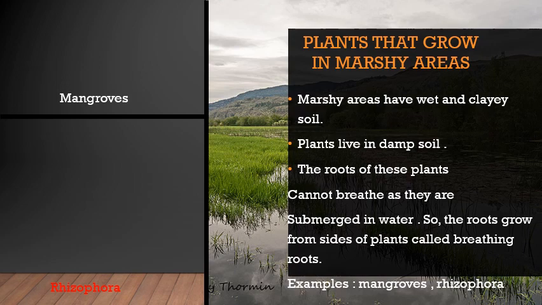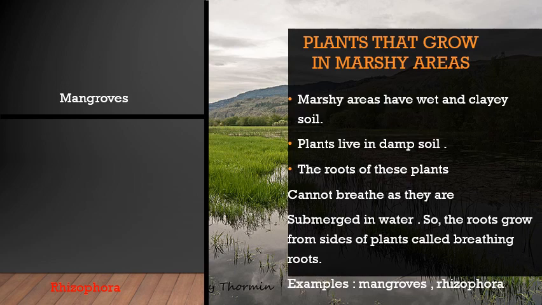Okay, marshy areas means there is a lot of water. Plants live in damp soil. Damp soil means it is wet throughout the year. It is never dry. The plants have adapted themselves in such a way that the roots are submerged inside the water and they get connected to the soil inside.